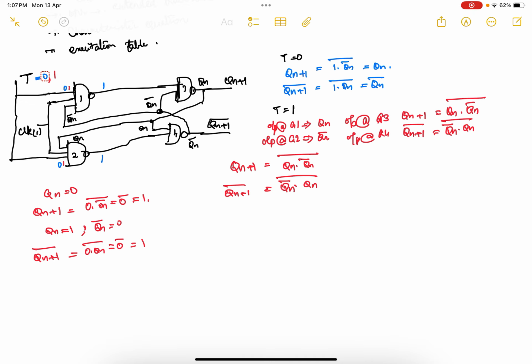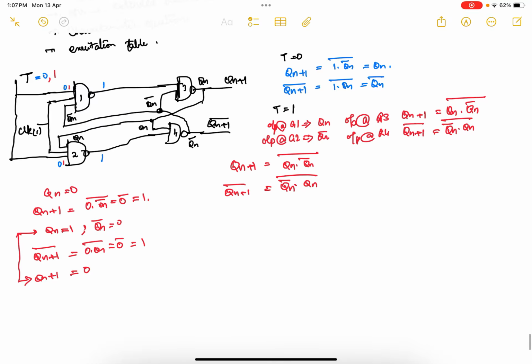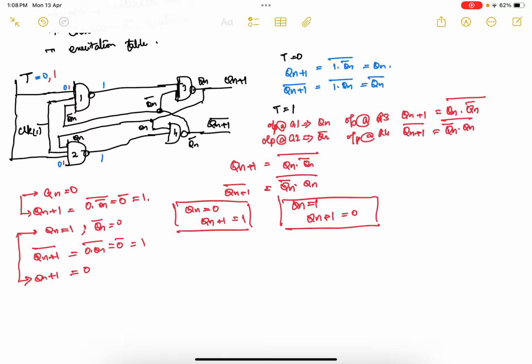So what is happening here? You are getting Qn plus 1 bar equal to 1, which means that Qn plus 1 will be equivalent to 0. So when Qn equal to 1, my Qn plus 1 is becoming 0, and when Qn equal to 0, your Qn plus 1 is becoming 1. That is the indirect meaning: Qn equal to 0, Qn plus 1 is becoming 1, and Qn equal to 1, Qn plus 1 is becoming 0. Which means that the present state is complementing.